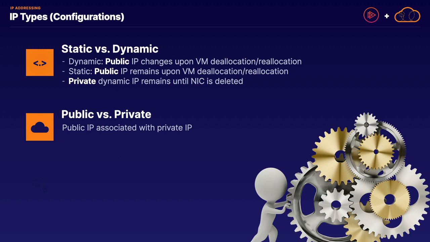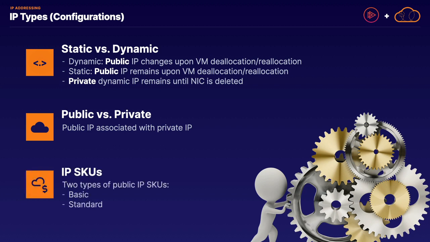The last type of IP configuration to be familiar with, which we are going to expand here in just a second, is that there are actually 2 different SKUs available on Azure for IP addresses, which are basic and standard. Now, there's a bit of nuance with that we need to go ahead and break down. Let's go ahead and do that now.